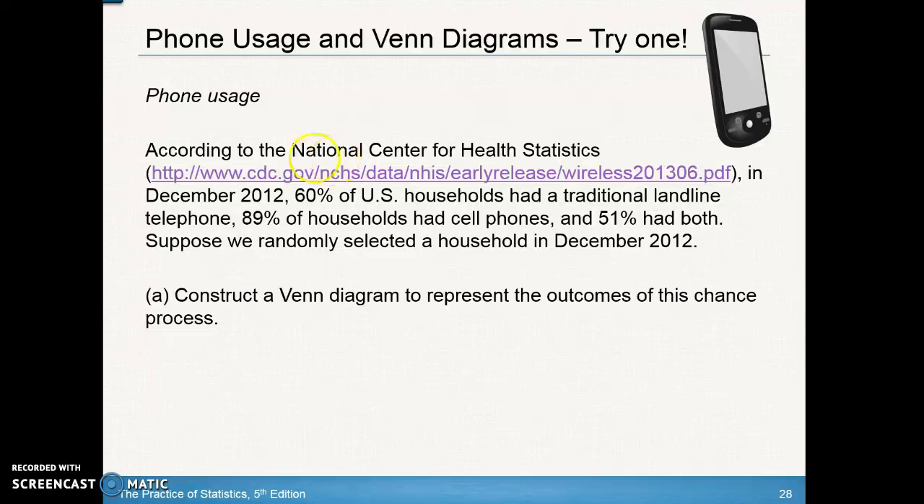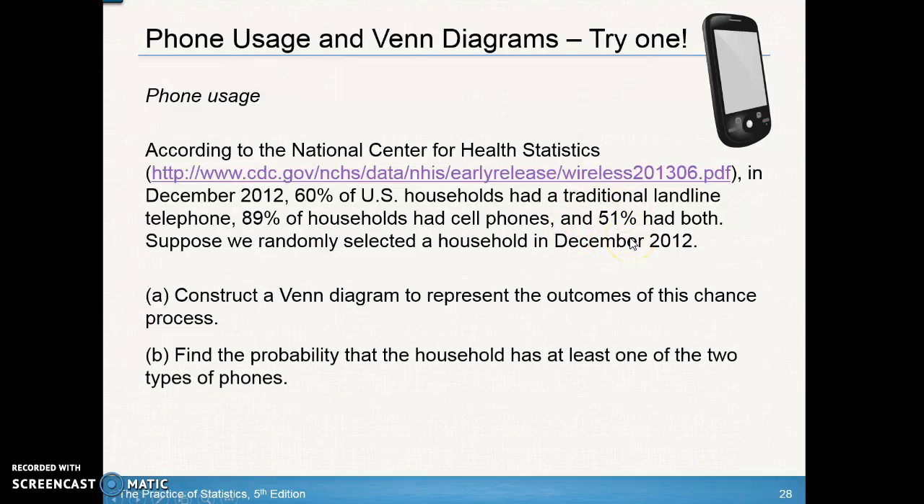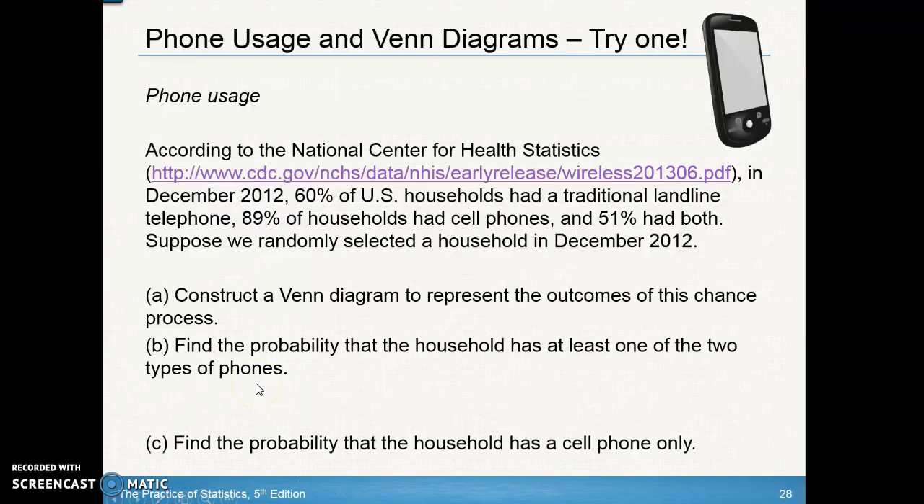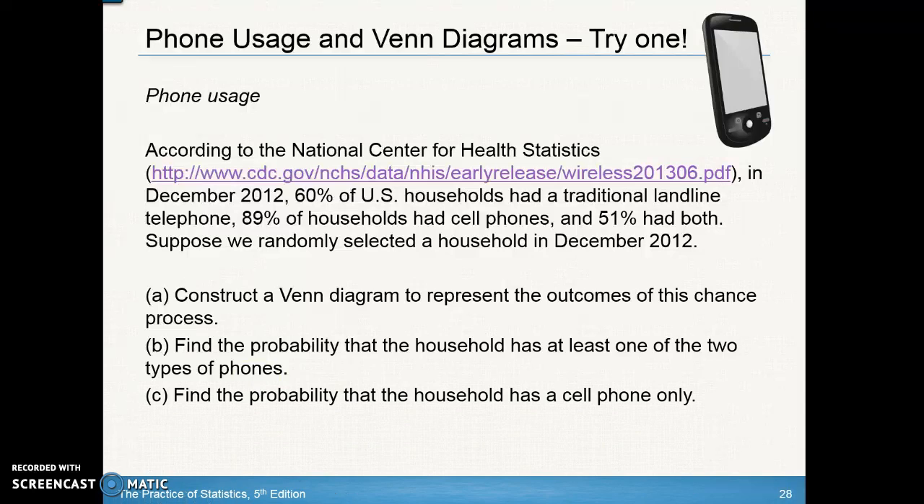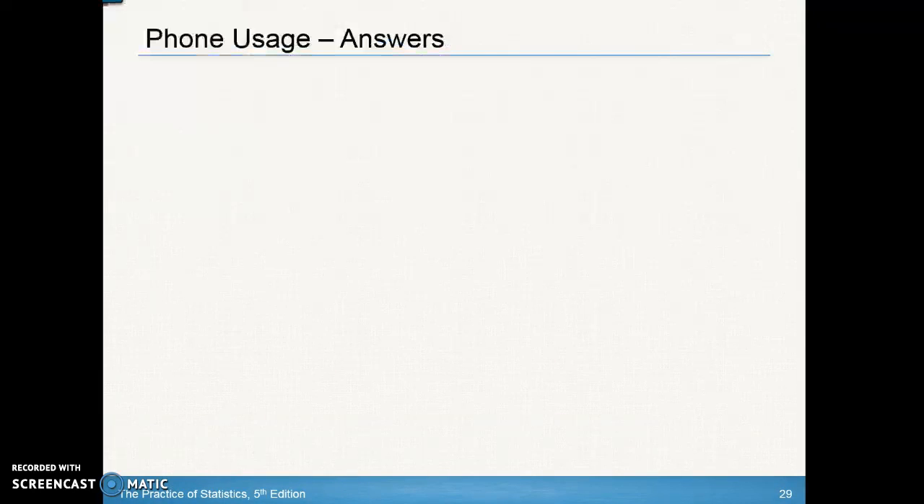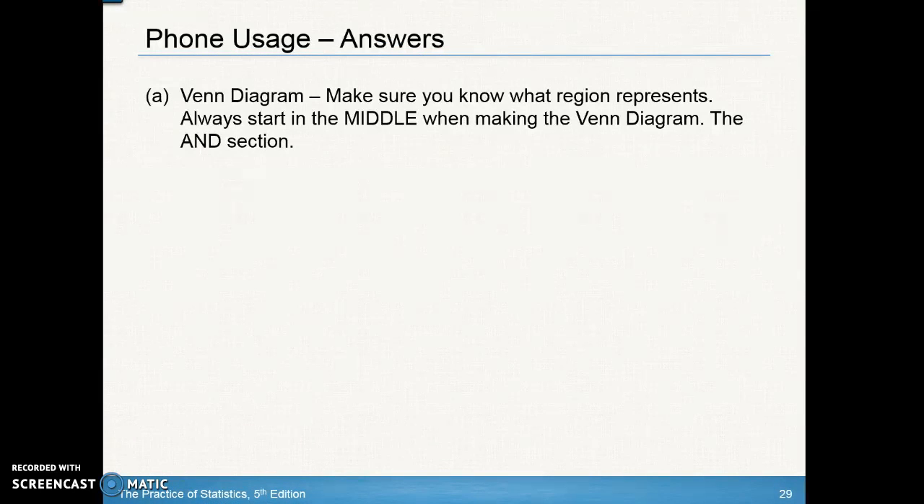So anytime that you see percentages and you see the word and, so had both, that's the word both here, so the and probability, I would highly suggest drawing a Venn diagram. From that Venn diagram, we can then find the probability that the household has at least one of the two types of phones, and the probability that they have a cell phone only, and the probability that they have neither type of phone. So it's going to be much easier to find from the Venn diagram. All right, so let's see what those answers look like.